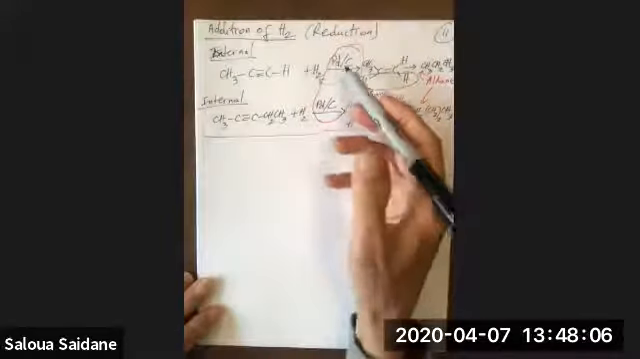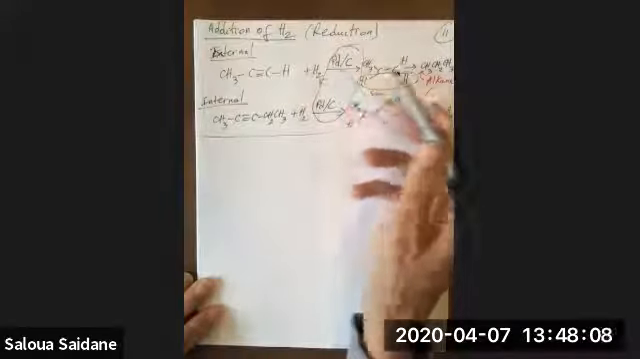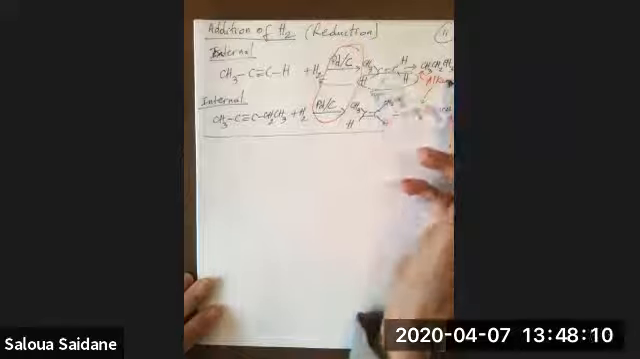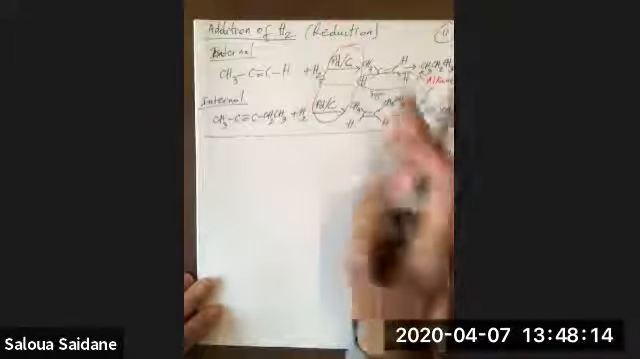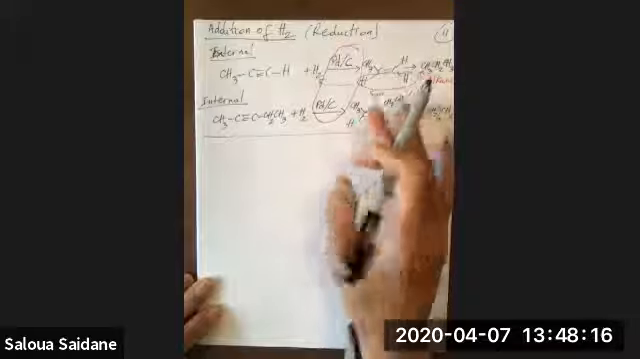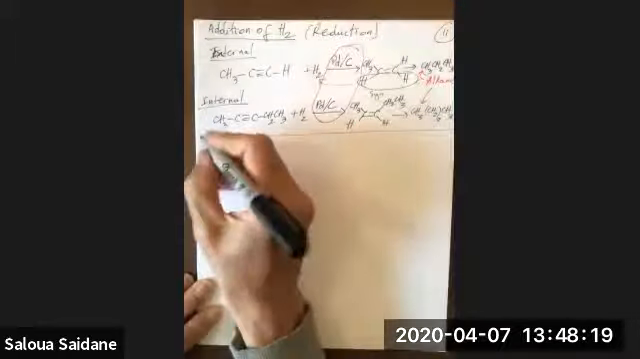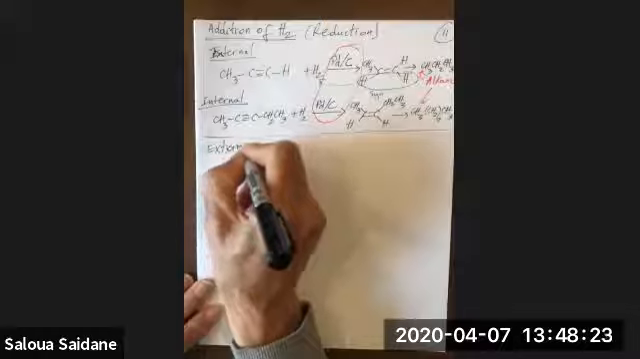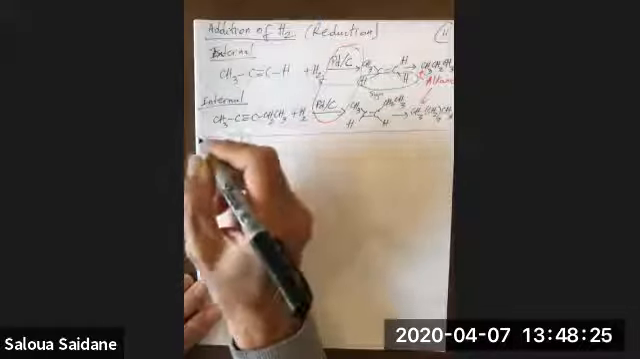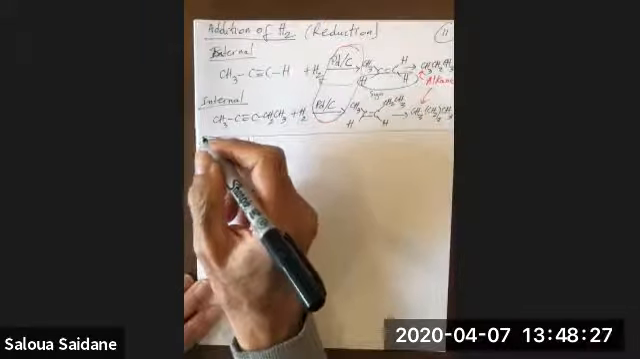Now, palladium is very reactive. That's the reason the reaction keeps on going, okay? But if we want to make it less reactive, what if I want to stop right here? What type of catalyst do I use? We can still use palladium, but it's going to be called Lindlar Catalyst.